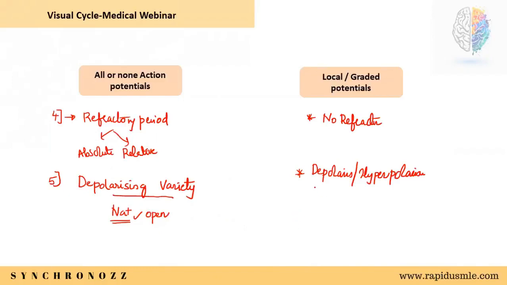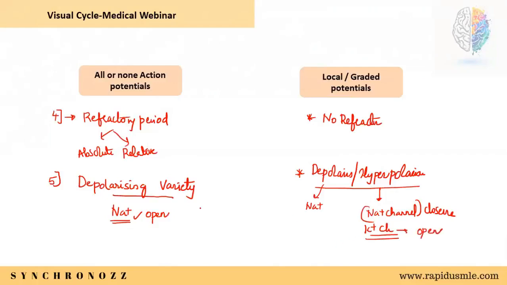to generate action potential. Whereas, depolarizing again involves sodium channel opening, but when it comes to hyperpolarizing, the sodium channels may close or potassium channels may open. The closure may bring on hyperpolarization, or opening of potassium channels. So in different scenarios, either the sodium channels close or potassium channels open. So these are the basic 5 differences between all or none action potential and local graded potential.